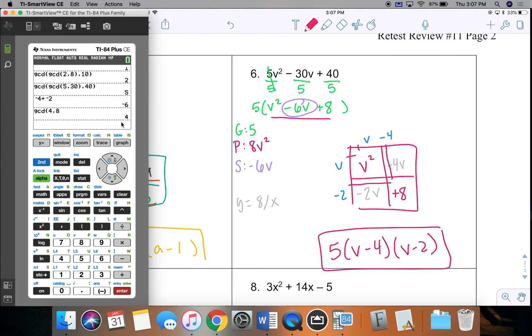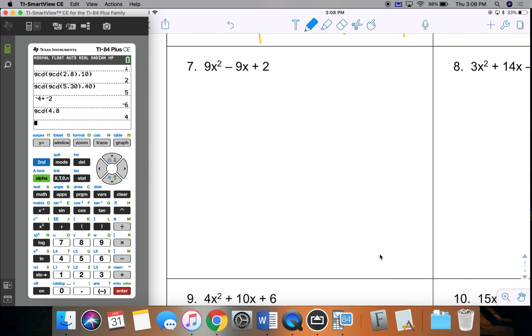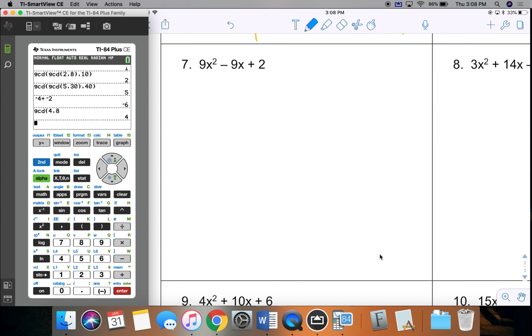Some of you might remember that if you have a v squared with no coefficient in front of it, the factors you get from the calculator, negative 4 and negative 2, can be written for your answer. If you remember that, you can use it. Just be very careful when using it. Problem 7, I see 3 terms, so this is not a difference of squares.